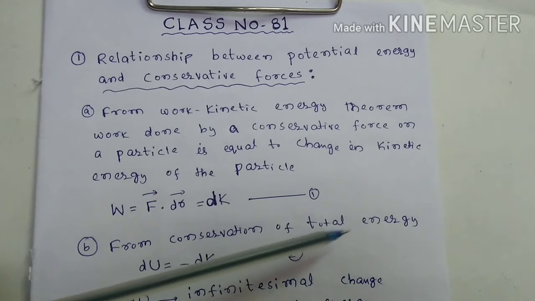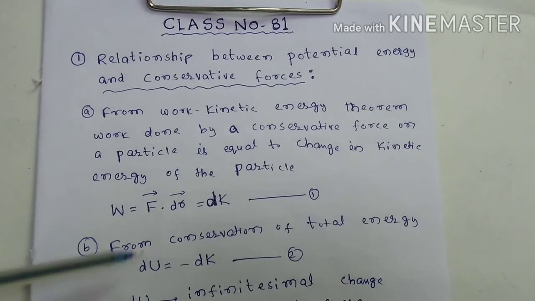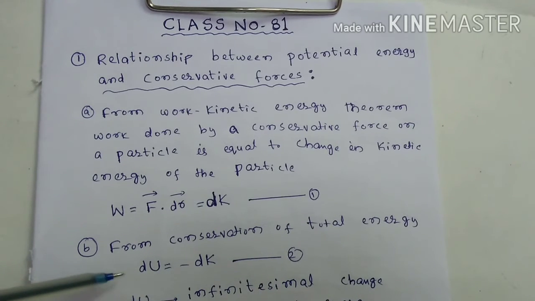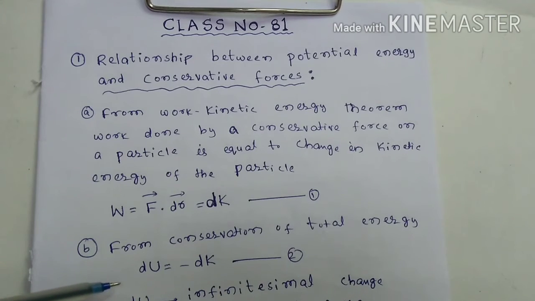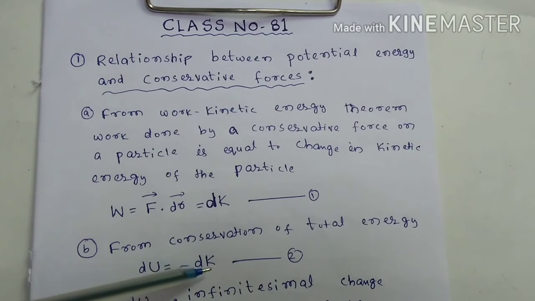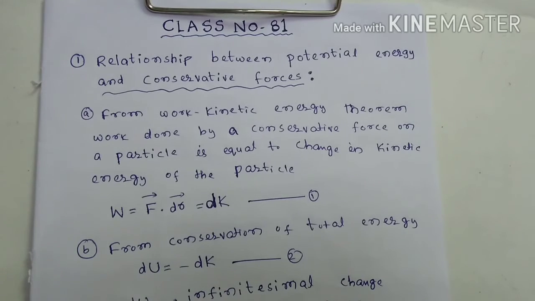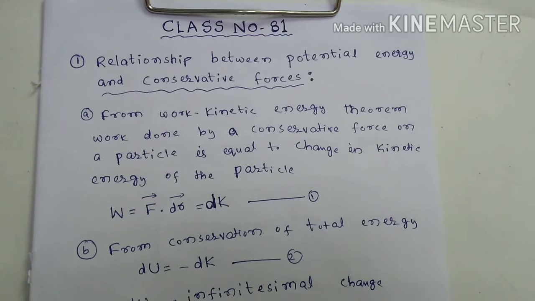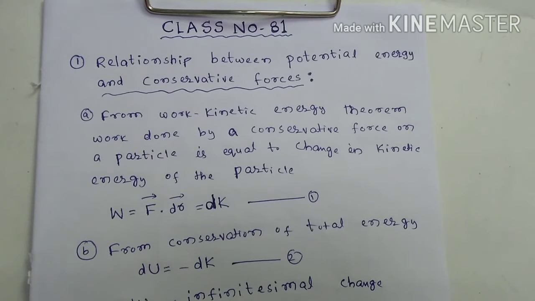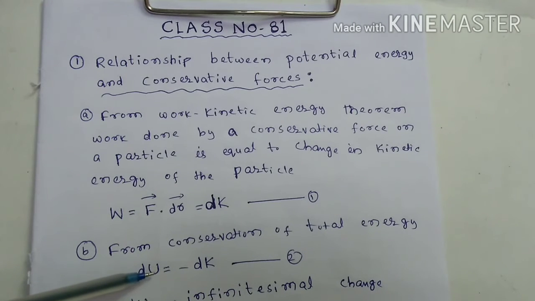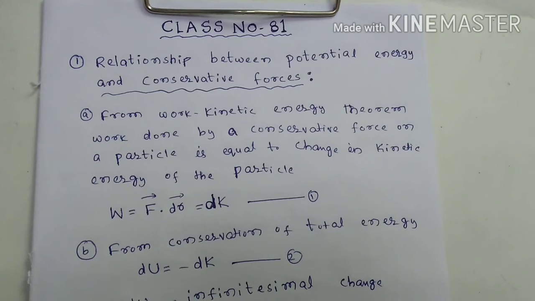From conservation of total energy, dU equal to minus dK. dU is small change in potential energy. dK is small change in kinetic energy. Here the important thing: whenever conservative forces are acting, suppose potential energy is increasing, then kinetic energy decreases because total energy is conserved.